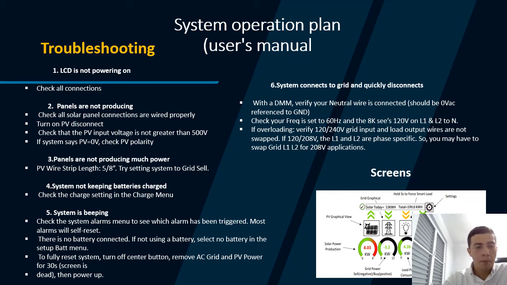System is beeping. Check the system alarms menu to see which alarm has been triggered. Most alarms will self-reset. And finally, in the sixth step, we have the system connects to grid and quickly disconnects: verify your neutral wire is connected. Check your frequency. Finally, overloading: verify the grid input and the load output wires are not swapped.